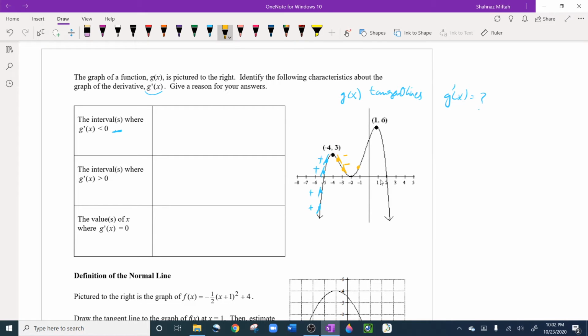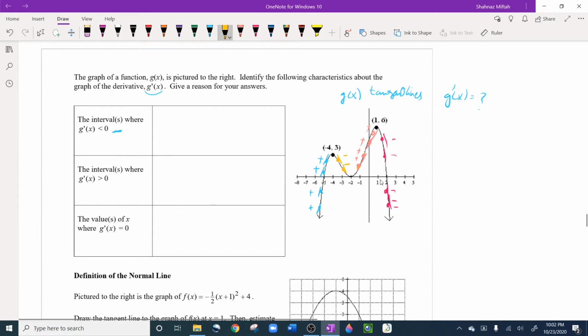If I draw tangent lines here, then all the tangent lines are positive. If I draw tangent lines here, it's negative, negative, negative, negative. All of them are negative. Okay, so this one, they say g prime is less than 0. The negatives are the yellow one and the pink one. These are the only tangent lines that are negative.